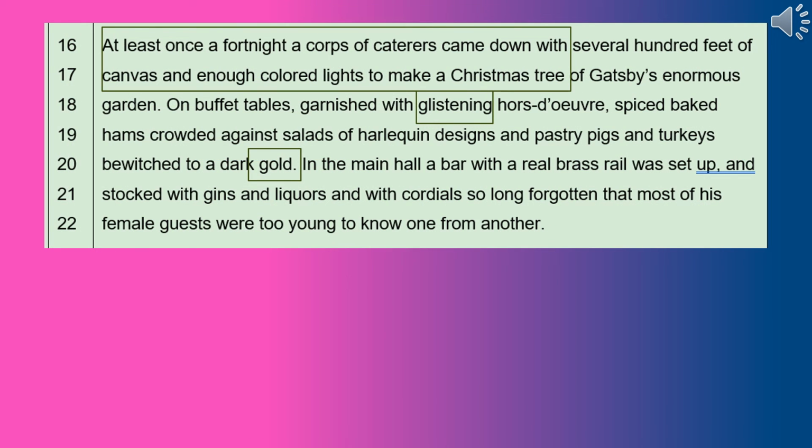At least once a fortnight, a corps of caterers came down with several hundred feet of canvas and enough coloured lights to make a Christmas tree of Gatsby's enormous garden. On buffet tables garnished with glistening hors d'oeuvre, spiced baked hams crowded against salads of harlequin designs, and pastry pigs and turkeys bewitched to a dark gold. In the main hall, a bar with a real brass rail was set up and stocked with gins and liquors and with cordials so long forgotten that most of his female guests were too young to know one from another.